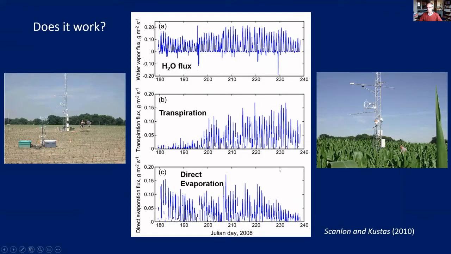So does this approach work? I think this is a good example from the Scanlon paper in 2010, starting with a field with just a few corn stalks to a fully grown field over here. You can see the measured water vapor flux over time. And this is partitioned into transpiration, you see the ramping up over the growing season, and the direct evaporation, you see these ramp patterns here after every precipitation event.